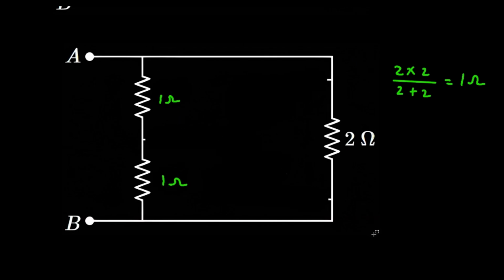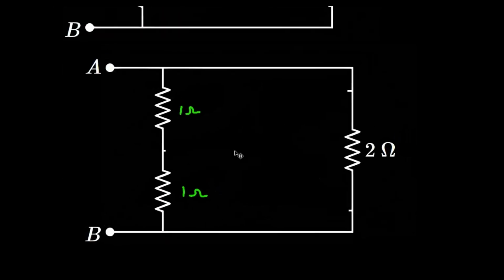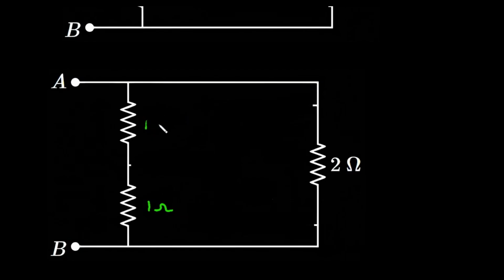Let's copy this circuit again. So it will be simply 1 ohm. It will be simply 2 ohm.